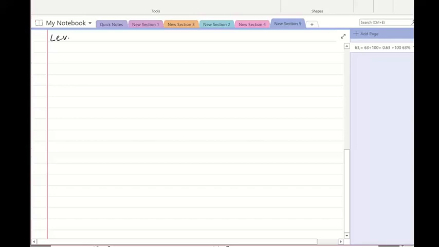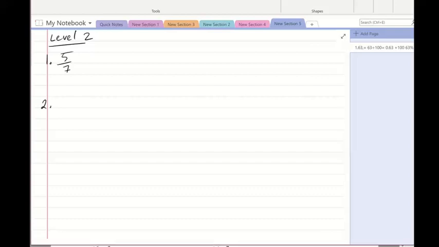This is level 2. Question 1, 5 divided by 7. Question 2, was it 3 divided by 9, I believe? Yep, 3 divided by 9. Again, on your calculators, what do you get? 5 divided by 7 gives you, and I'm going to take out my calculator too, just to make sure, 0.714285714. So it's a running number. I'm going to round it to 2 decimal places, 0.71.